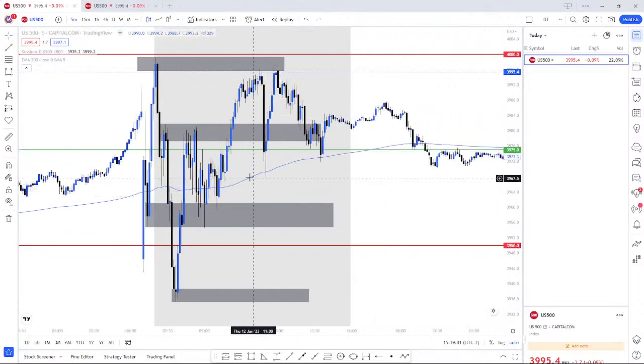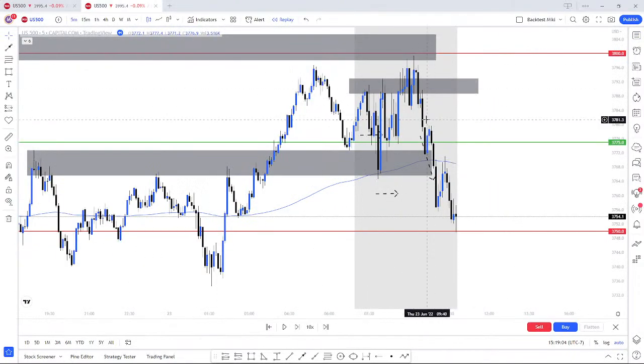But yeah, I shouldn't have taken it with this candle. This candle was disgusting, man. And then when this candle formed, I was afraid. I knew something was gonna happen. It was not gonna be good.